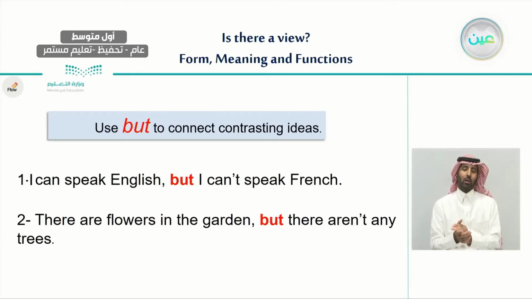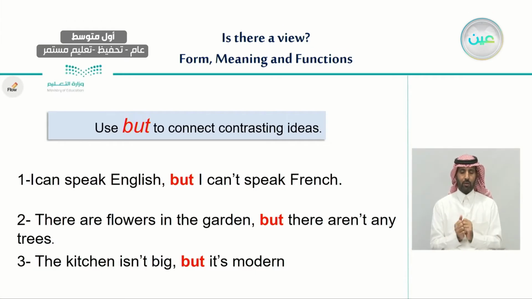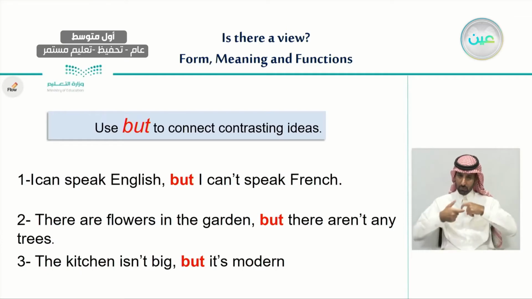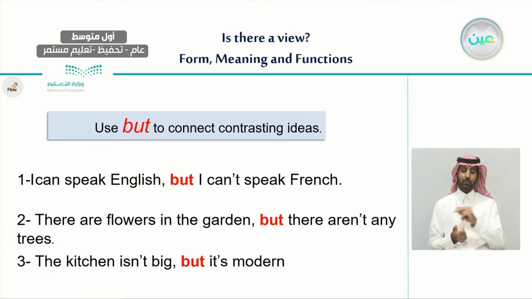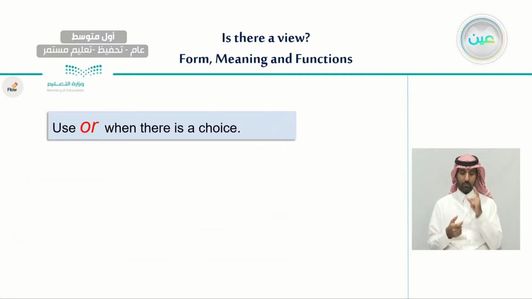The third example, the kitchen isn't big. The kitchen is not big, but it is comfortable. So even if it's not big, which is a bad thing, the opposite of it is a good thing, which is modern. So here are two different ideas, two opposite ideas, that we use the word but to connect together.